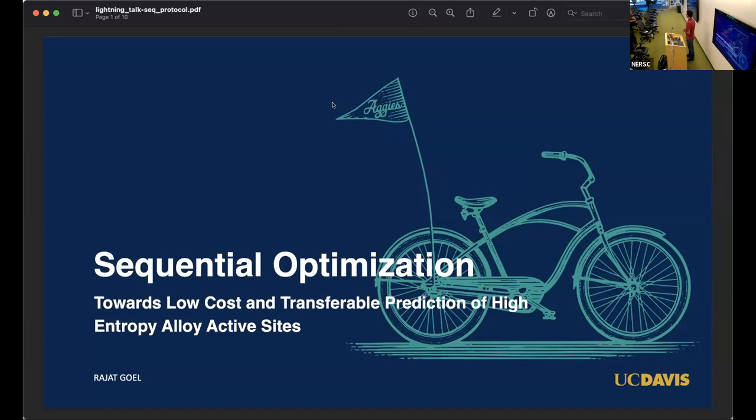So in this presentation, I'll be talking about the manuscript titled Towards Low Cost and Transferable Predictions of High Entropy Alloy Active Sites. In this, we had three major highlights, but for this talk, I'll be only focusing on the sequential optimization.